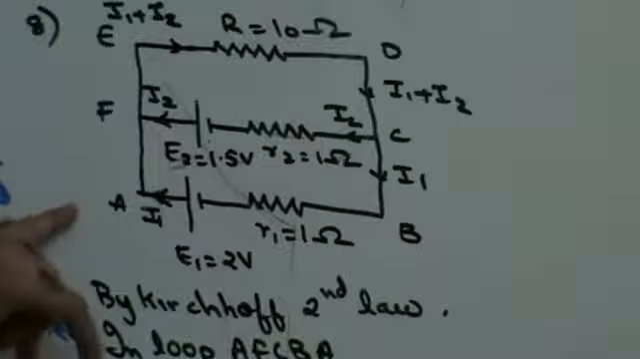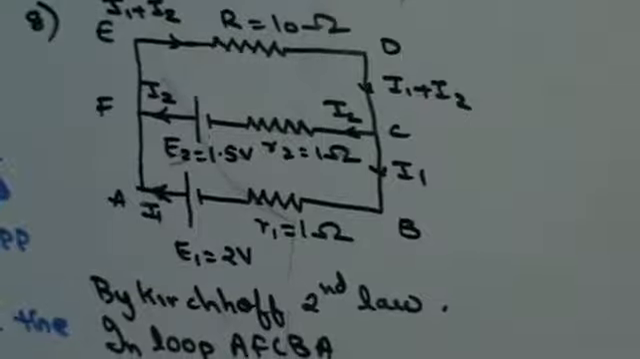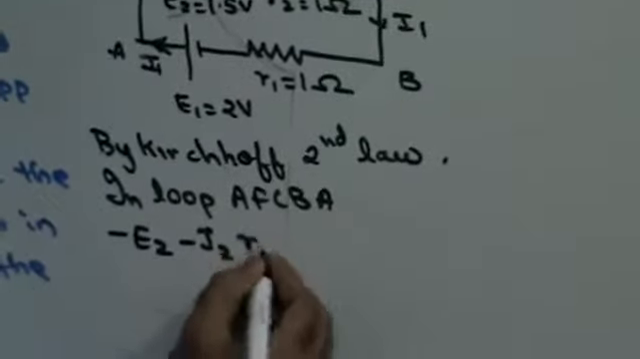Now I'm moving from A to F, nothing there. I'm moving from F to C. The loop is being traced from F to C, whereas the EMF is sending current from C to F. The directions are opposite. Therefore, the EMF will be treated as negative. The current is leaving the node at F, therefore the current is going to be treated as negative. So this is going to be minus I2 R2.